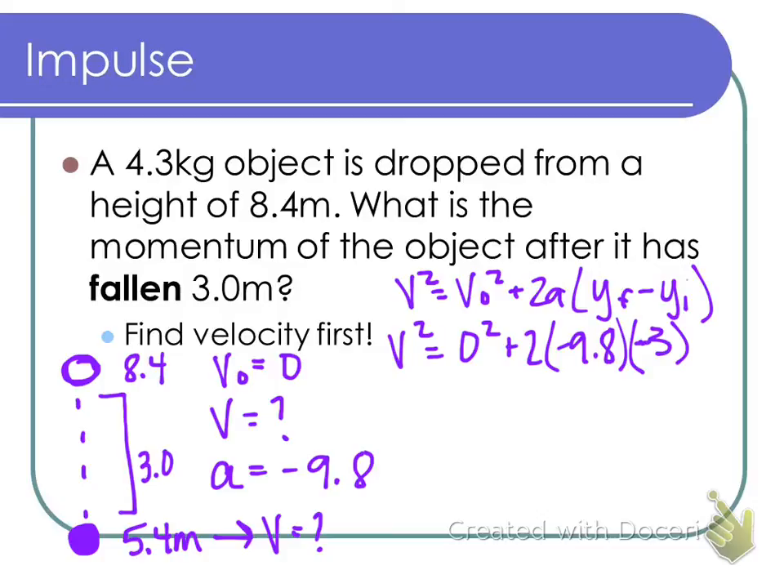That delta y should really be a negative 3, right? Because our final distance was 5.4. This was 8.4. We can't have a negative for this term, so we have to make sure that comes out positive. Okay, it's fallen downward 3 meters.